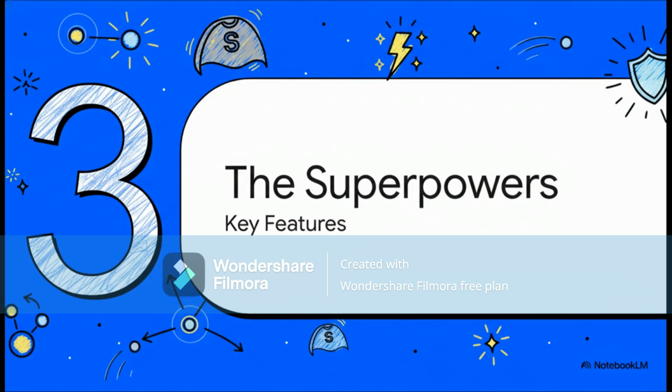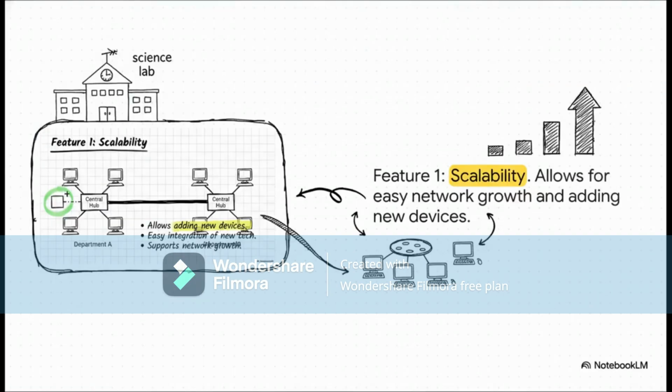So we know what it is, we know how it's made, but why bother? What makes it so special? Well, this is where we talk about its superpowers. These are the key features that make hybrid topologies so awesome. First up, scalability. That's just a fancy word that means it's super easy to make the network bigger. Let's say your school gets a bunch of new computers for the science lab. No problem. You just plug them into the hub that's already there. You don't have to mess with the library's network or the main backbone at all. It can grow without a total meltdown.